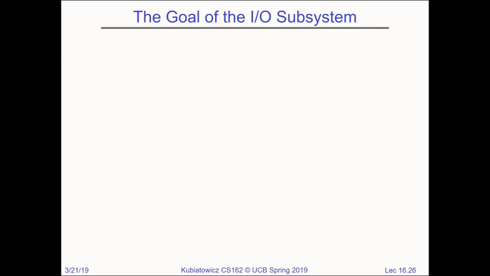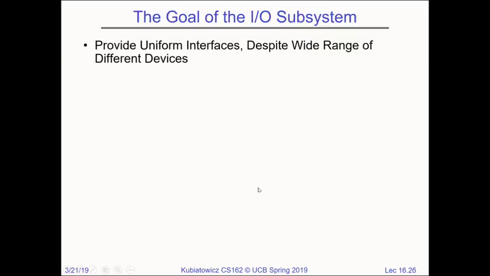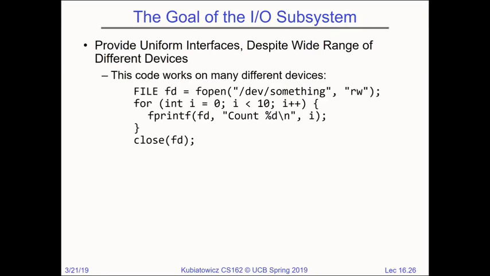So, by the way, there are a lot of interfaces down at this level, which is going to be interesting, which go between the file systems and the device drivers, and that's going to be something we have to talk more about. But what's the goal of the I/O subsystem? Well, the goal is to give a uniform interface despite the fact that there are many wide-ranging different devices.